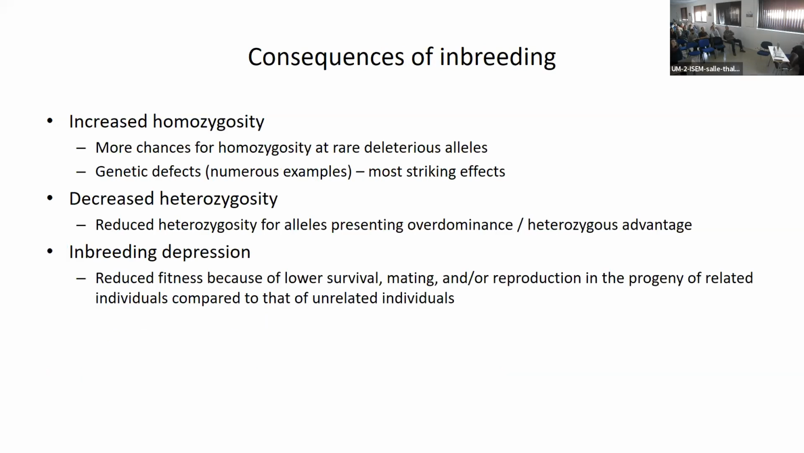There are two main consequences of inbreeding. The first is increased homozygosity, which means more chance for homozygosity at rare alleles, and so genetic defects will be observed more frequently. You also have decreased heterozygosity, which means reduced heterozygosity for alleles that present an advantage in the heterozygous state. The general consequence is inbreeding depression, which is the reduced fitness in inbred animals compared to other animals, with reduced survival or reproductive success.